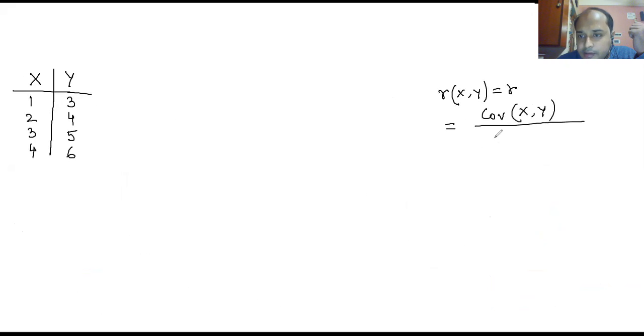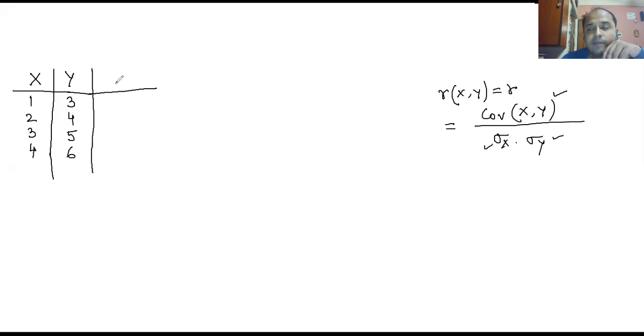Covariance of XY divided by sigma X into sigma Y. So how many terms are there? I have to calculate this term, and that term. So 3 terms are there. I'm going to individually calculate each of these terms. Whenever we do statistical calculations, we need to construct a table, and we have to know how many columns and how many rows should be there. But that entirely depends upon what is given in the formula. According to the requirement of the formula, we decide which columns we are going to make and how many items we are going to place.